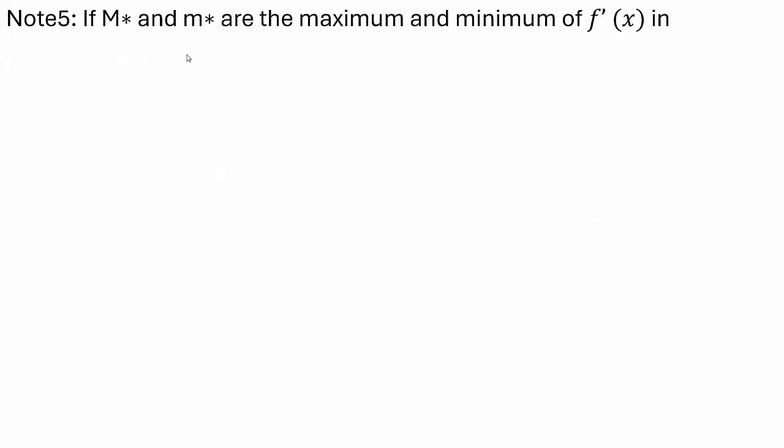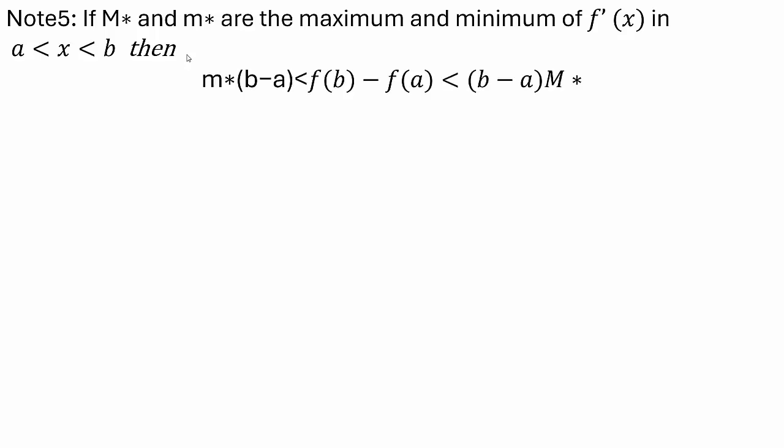Fifth note, if capital M star and small m star are the maximum and minimum values of f dash x in A to B, then m star into (b minus a) is less than f(b) minus f(a), which is less than (b minus a) into capital M star.